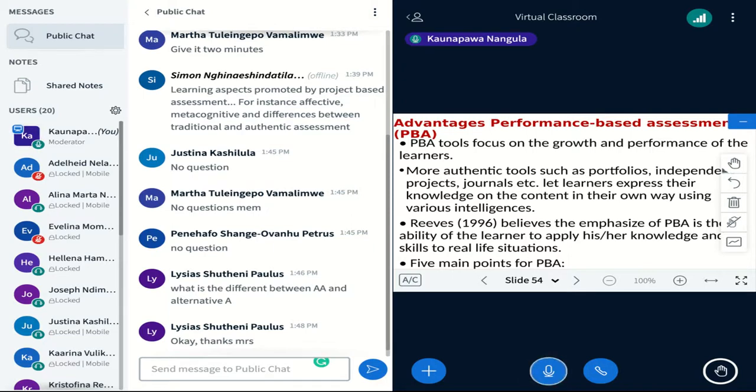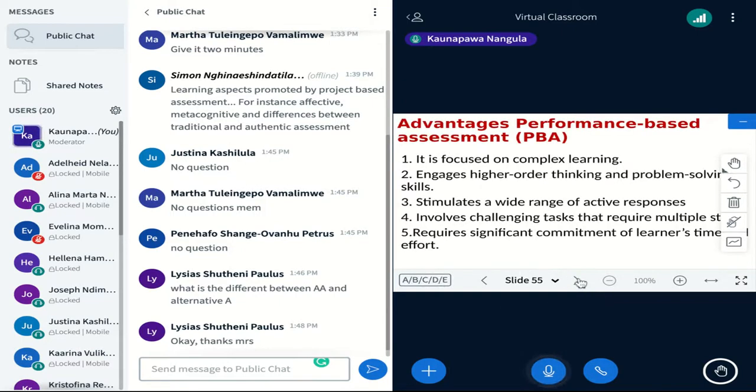Then we have Rivi, who believes that the emphasis of PBA, that is performance-based assessment, is the ability of the learners to apply their knowledge and skills to real-life situations. We have spoken quite a lot in depth about how the tasks in performance-based assessment, as well as alternative assessment, are a reflection of what happens in the real world. Now we are going to look at five main points of performance-based assessment. What are those?